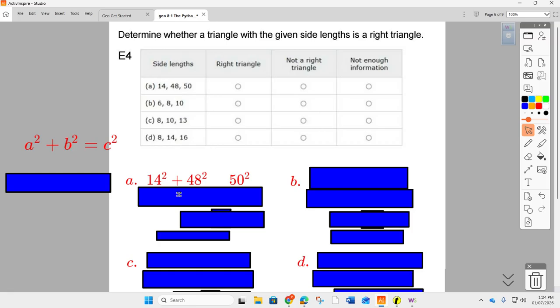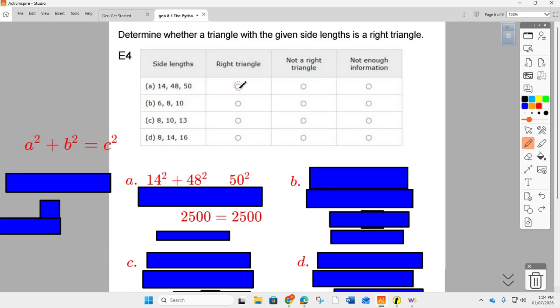Plus. Did you get it? Yeah, I did say equal sign, right? All right, so the left side is 2,500, the right side is 2,500. They're equal, so now we know it's a right triangle.